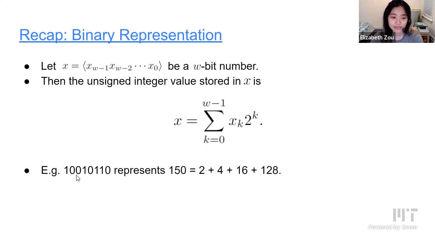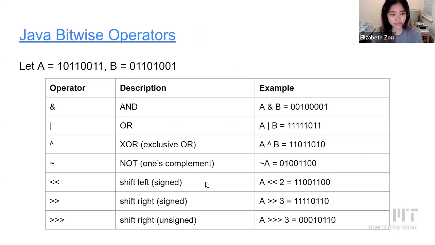So this binary number represents 150, because this bit is 0, this is 2, 4, this would have been 8, except it's a 0, so it doesn't count, and then this is 16, 32, 64, 128. And then you add the ones that have 1 in the corresponding bit location.